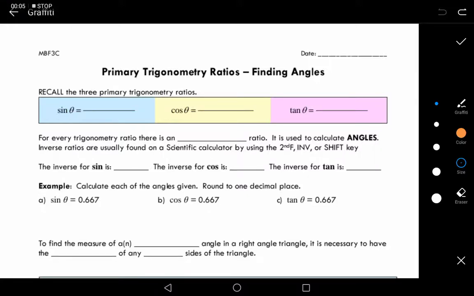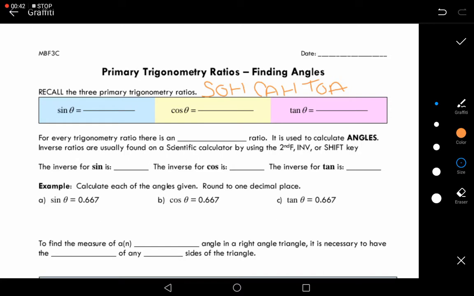Welcome back. This is the second primary trig ratio lesson on finding angles. Just again, as a reminder, like I said in the last lesson, it's always best to actually write out SOHCAHTOA on top there, so you have it right in front of you while you're doing your homework, your lessons, a test, an assignment, anything like that.